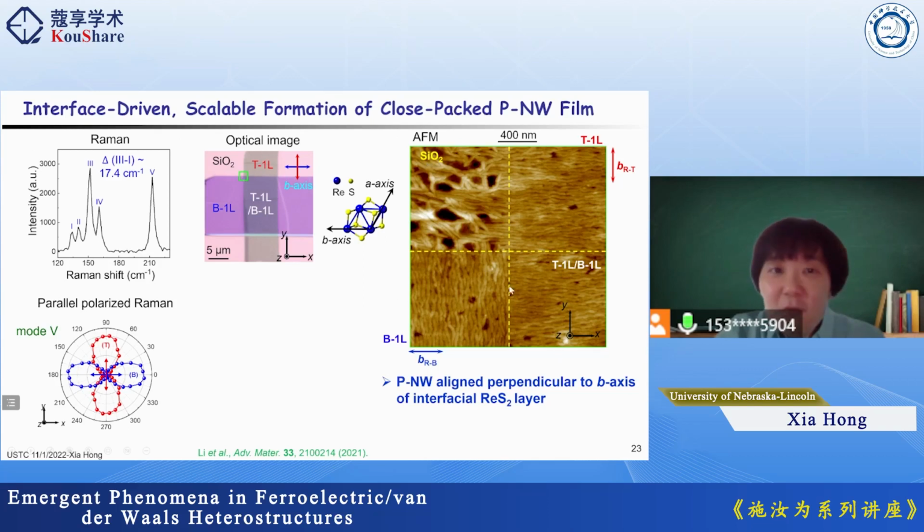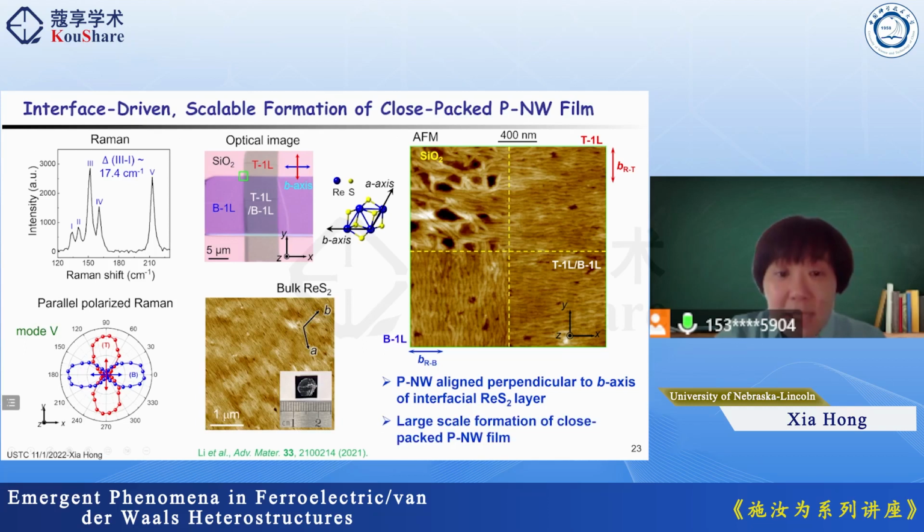However, for the overlapped region, the nanowire orientation is only determined by the top rhenium disulfide layer. There's a continuation of the nanowires, and they end sharply at the boundary with the bottom rhenium disulfide. So we conclude that the interaction is extremely short range. It is only affected by the crystalline orientation of the interface layer of rhenium disulfide.